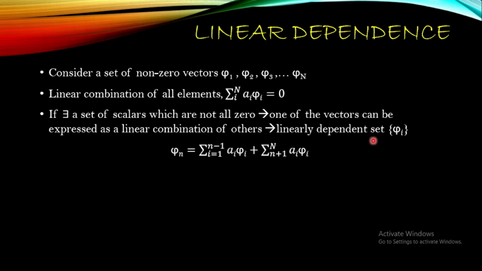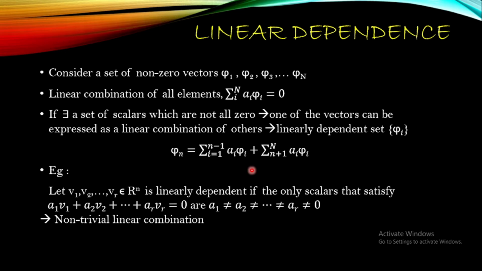And that vector can be written as phi n equals the summation over i equal to 1 to n minus 1 of ai phi i, plus the summation over n plus 1 to n of ai phi i. So it is something like the superposition principle itself, where we are writing one vector as the sum of two vectors of the same space. And this is about linear dependence. So the same example we will consider and we will see what is the difference.